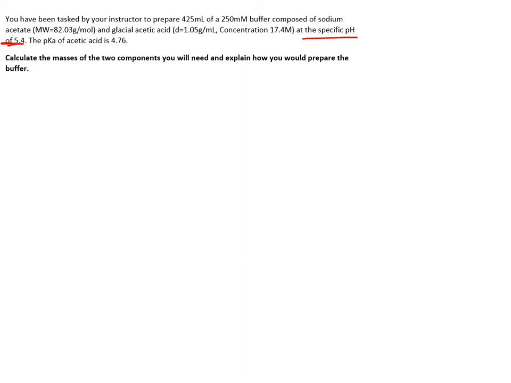The pKa of acetic acid is 4.76. Calculate the masses of the two components you'll need and explain how you would prepare the buffer. Alright, so this is a buffer problem, and you know it's a buffer problem because it says buffer in it. What you're going to have to start out with is the Henderson-Hasselbalch equation.